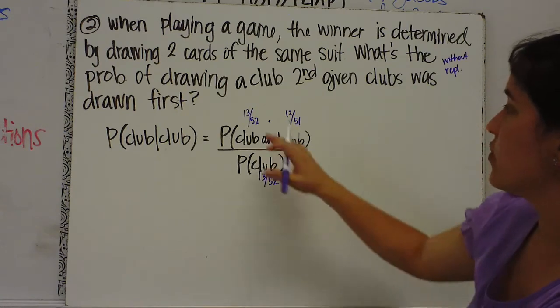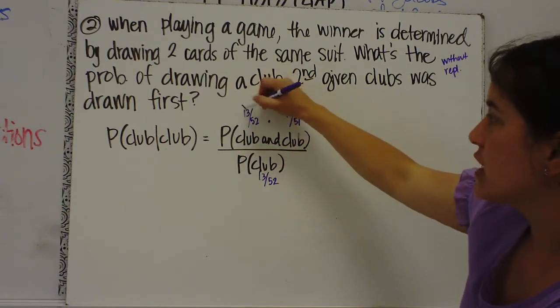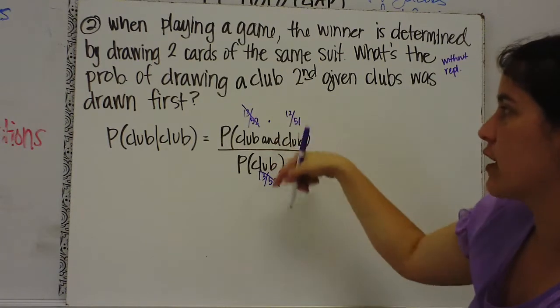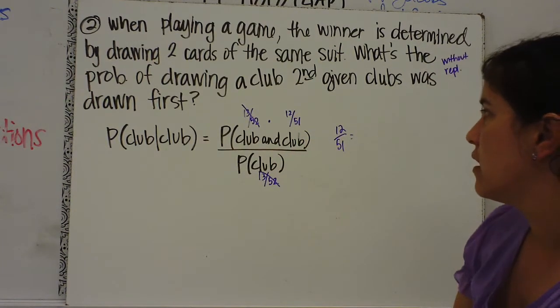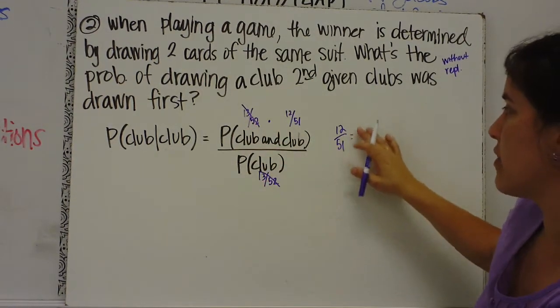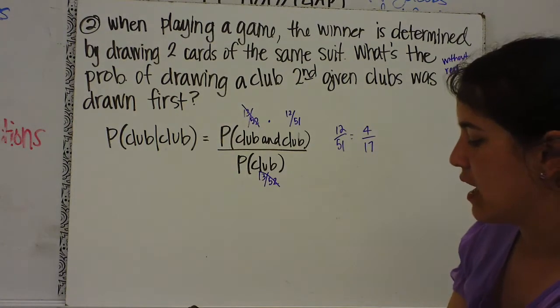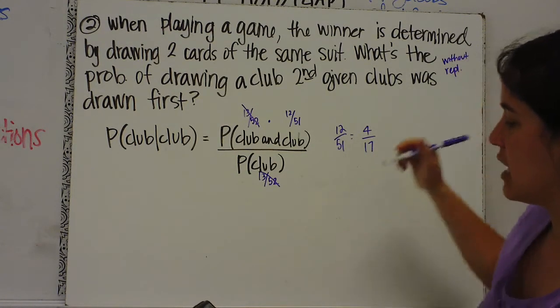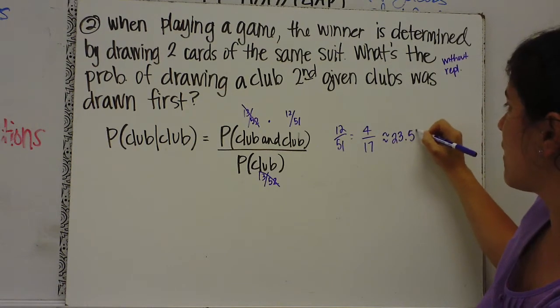To solve this, we would multiply and then divide. But you see 13 out of 52 and 13 out of 52 are going to divide out, and we're left with 12 over 51. But you can always type this in your calculator and then get a decimal percent. This would reduce to 4 over 17. And then 4 out of 17 is approximately 23.5%.